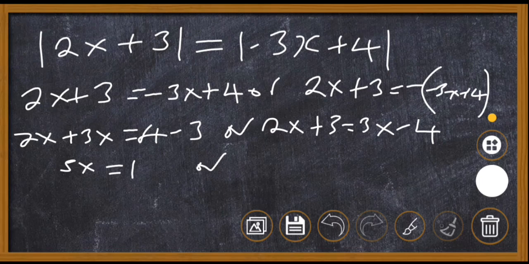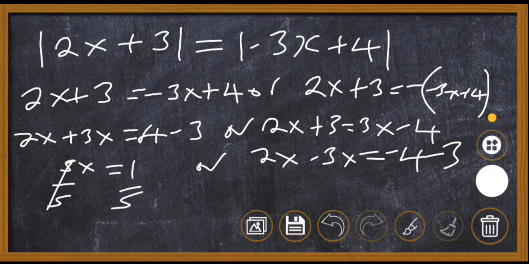Or even here, let's collect the like terms. This 3x and 2x are like terms. So we're going to have 2x minus 3x. When this 3x comes to the left side, it becomes negative. Here we remember we have negative 4. When this positive 3 comes to the right side, it becomes negative 3. In this case, we can divide by 5 on both sides. On the left side, we are done. We have 1 over 5. This is a proper fraction since the numerator is smaller. So here, let's simplify this.